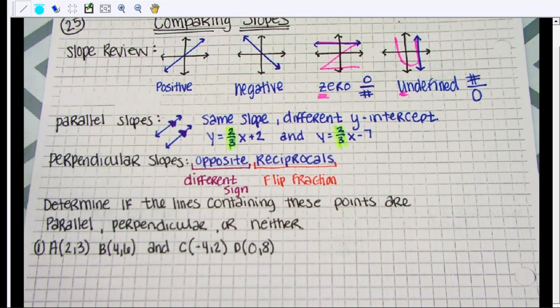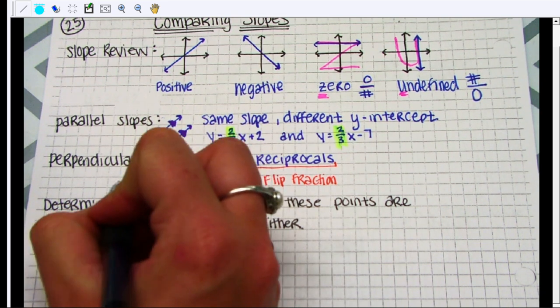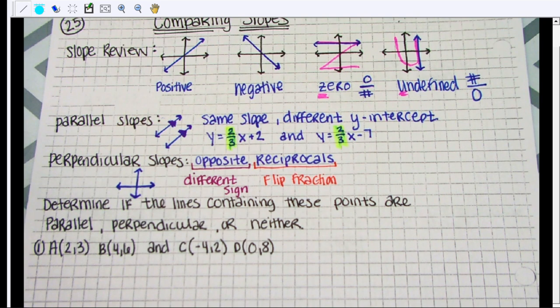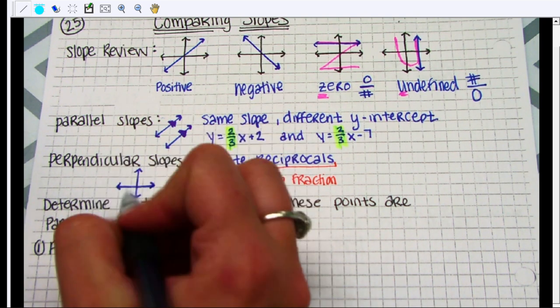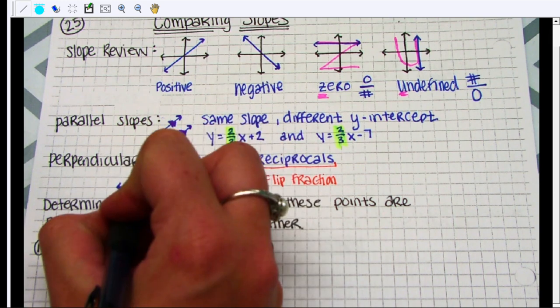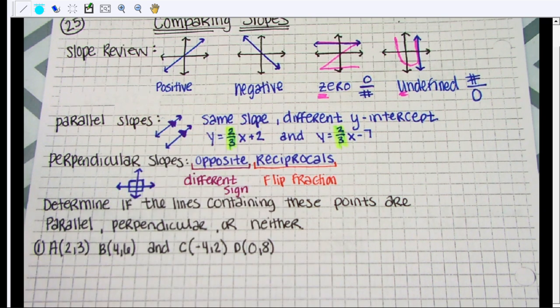So perpendicular lines look like this. What kind of angle do those cross at? 90 degree. How do I show 90 degree on this picture? Okay, with a little tiny box. So 4 90-degree angles are there.